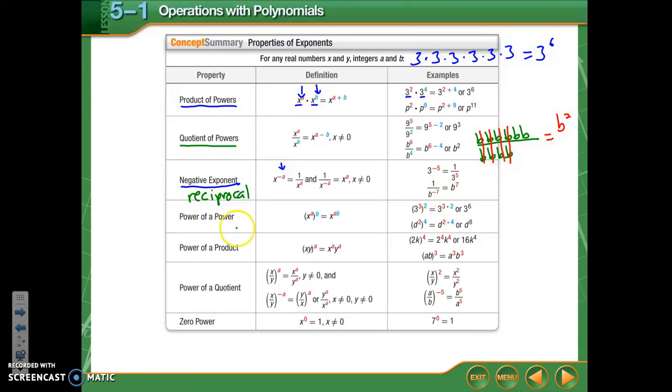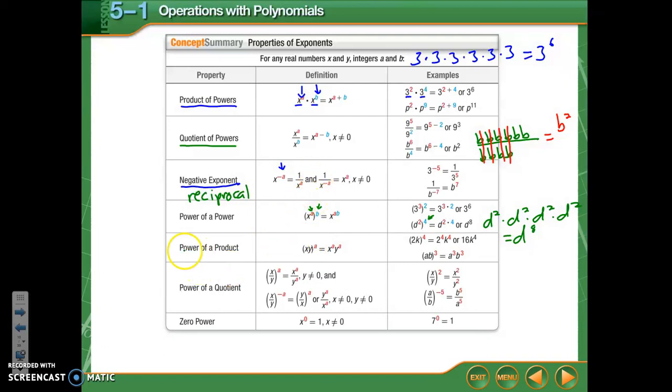Okay? Power of a power. If I have an exponent, so here I have x to the a, raised to another exponent b, I multiply my exponents together. Let's look at an example. d squared to the 4th is d to the 8th. Why? Because d squared to the 4th means I'm multiplying d squared 4 times. So that really means d squared times d squared times d squared times d squared, which you can see equals d to the 8th.